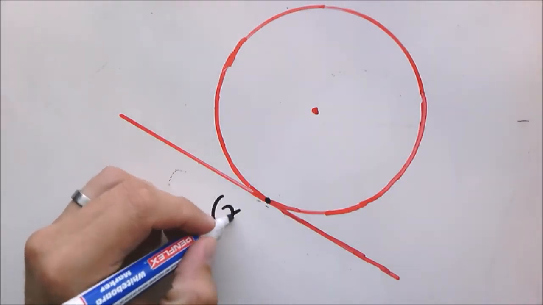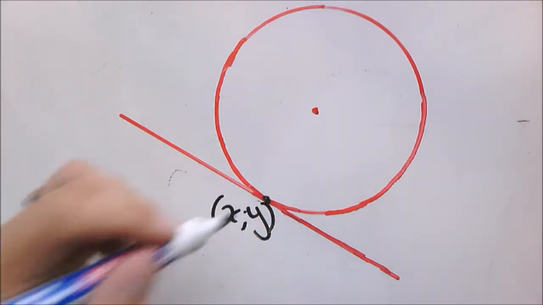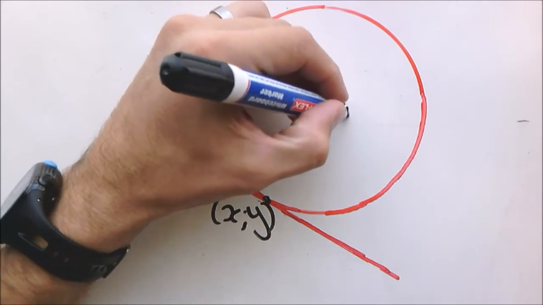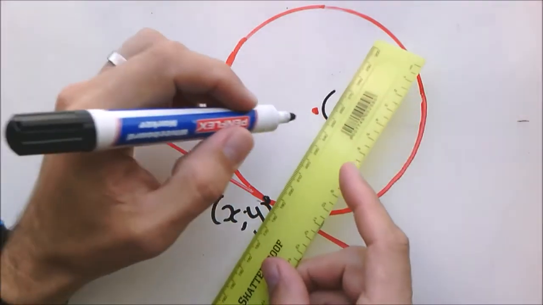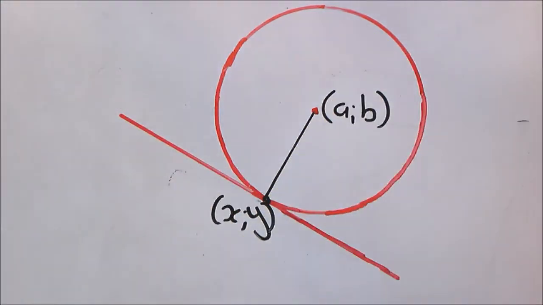So these coordinates, x, y, will be known. This will be a known coordinate. And you will also have the means to calculate the equation of the circle, or it's already given. In other words, you will have the coordinates of the center of the circle, which means that you've got the end points of this radius.